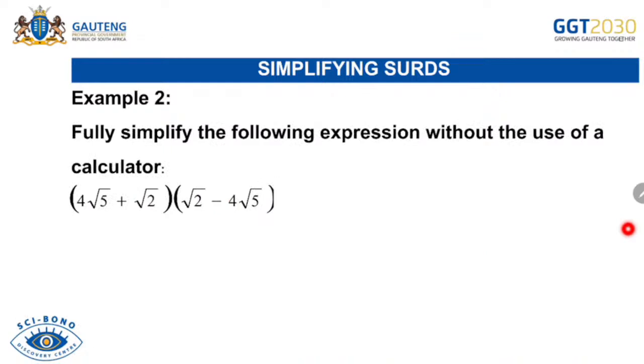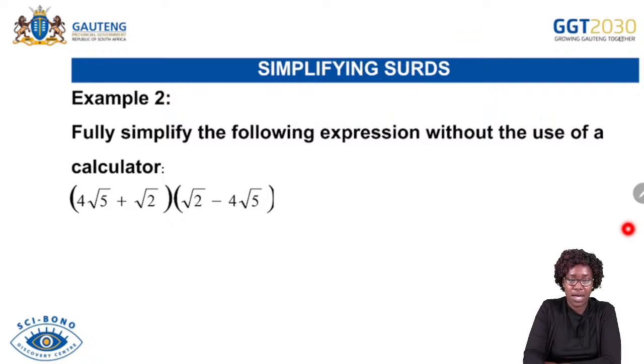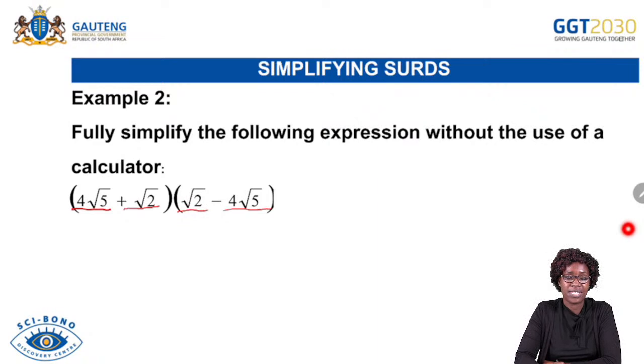Looking at the next example, our next example is a bracket multiplied by a bracket. And if you check, we have 2 terms in both brackets. So we are multiplying a binomial by a binomial. But if you look closely again at these 2 brackets, you will notice that we have the same factors. We have 4 square root 5 there, another 4 square root 5 in the second bracket. Then we also have square root 2 in the first bracket, followed by square root 2 in the second bracket.